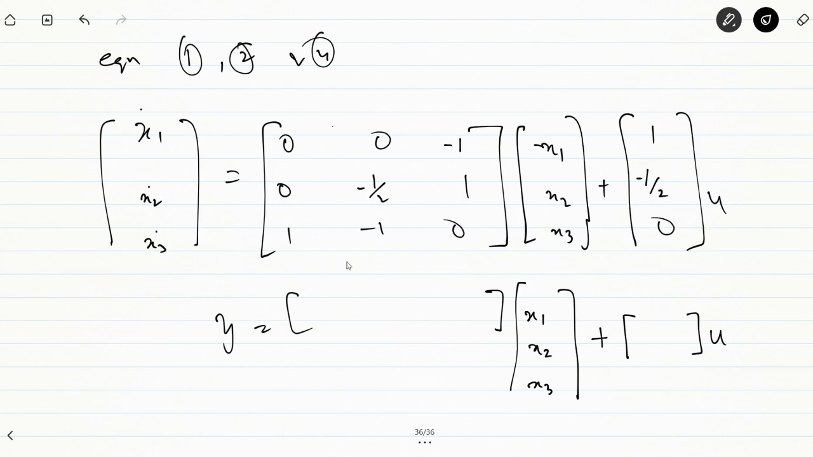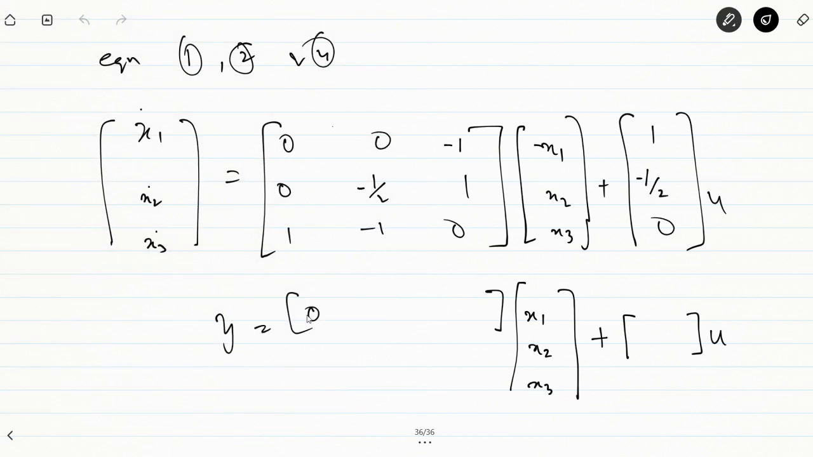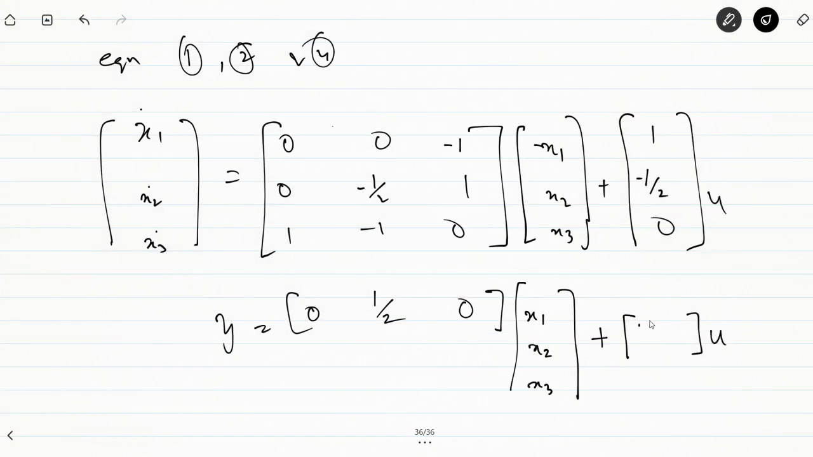और y जो हमारा था, that was actually the voltage across the resistor. Voltage across resistor वो भी actually हमने निकाला हुआ है. This is y, V naught, U plus x2 by 2. That means 0 times x1, 1 by 2 times x2 plus 0 times x3 and 1 by 2 times u. So this is the state space model of this particular electrical circuit.